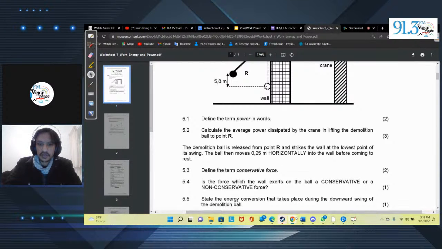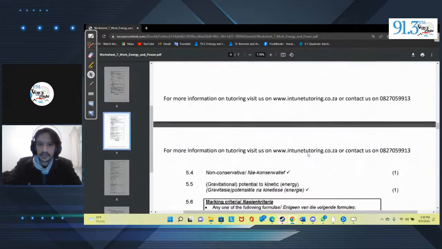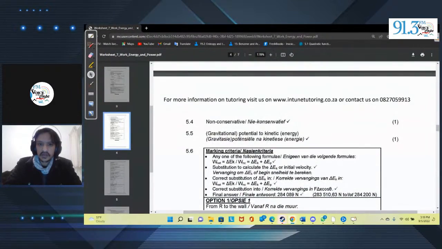Where did I put this? Here we go. And we can scroll down. And there we go. Gravitational potential energy to kinetic energy. Very simple, very easy to spot. You know immediately once you have a height and you reduce that height.